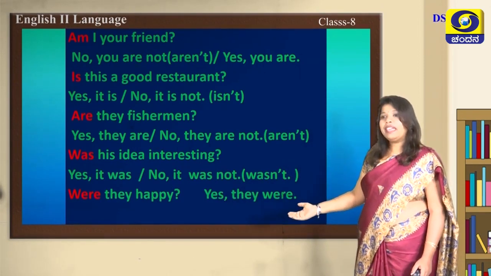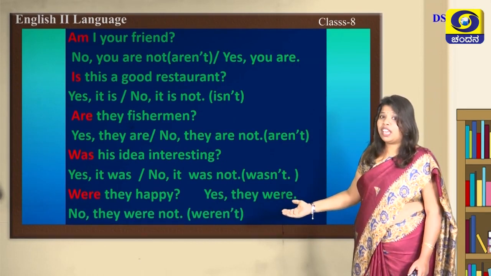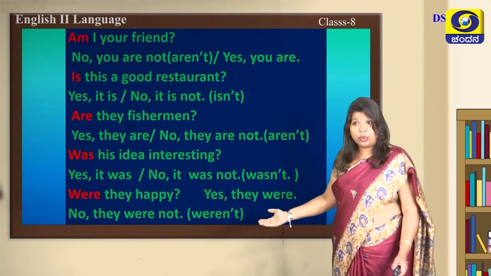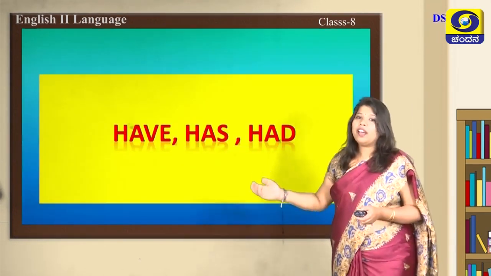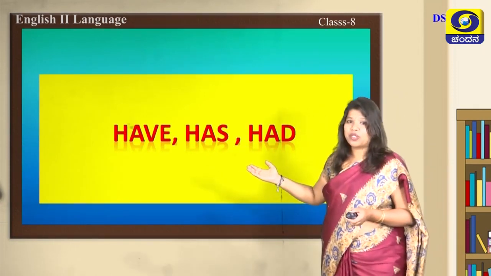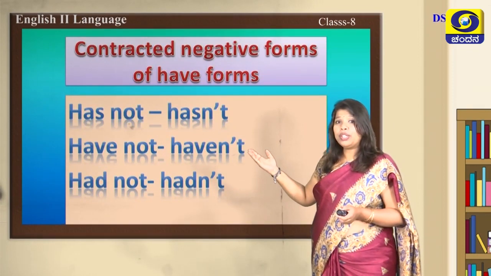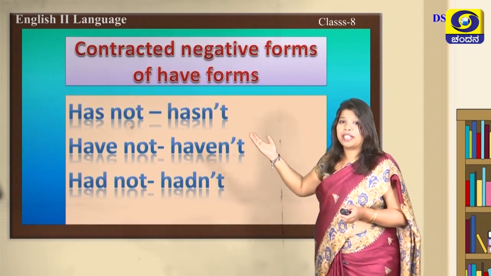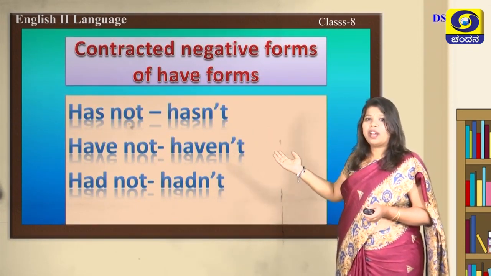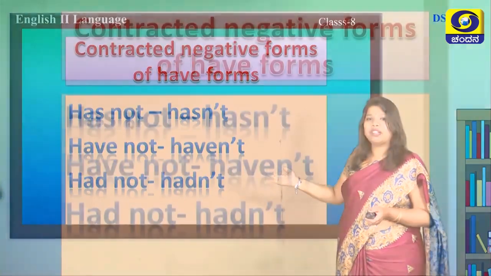Were they happy? Yes, they were, or you could say no, they were not, or no, they weren't, right? Now, we shall see the have forms, children. Have, has and had. Now, you could use the contracted forms to answer. For example, has not, hasn't, have not, haven't and had not, hadn't.